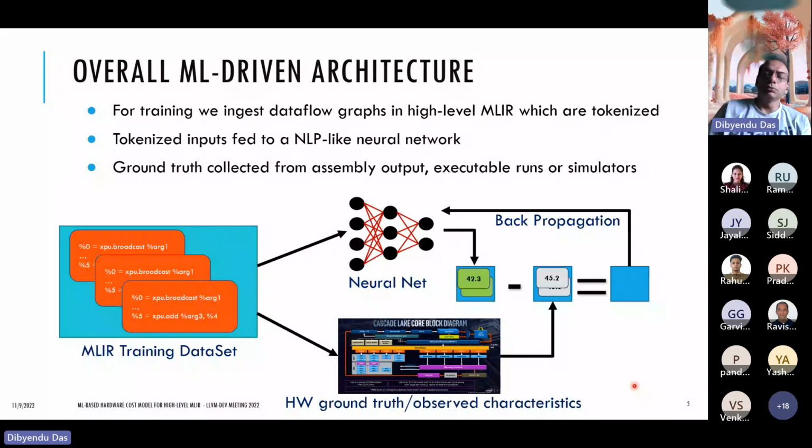So anyway, to come to the actual story, this is our normal training cycle, and the input to our training cycle are these high-level MLIR data flow graphs. And our hardware ground truth or observed characteristics are the things that you get by compiling through this arrow path, compiling them through our compiler tool chain and then observing those characteristics on that path.